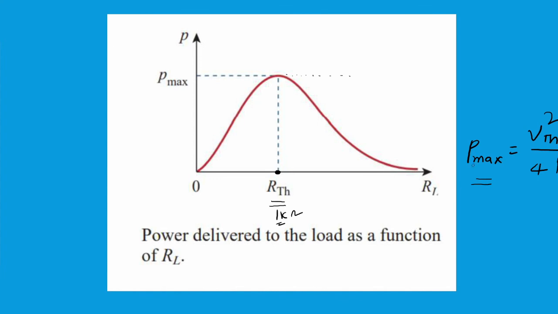To calculate the maximum power transfer, P maximum is going to be V Thevenin square by 4 into R Thevenin. Okay, 4 into R Thevenin. So this is what you have to do.